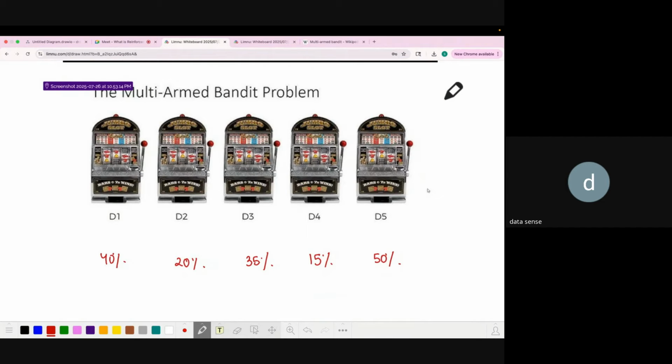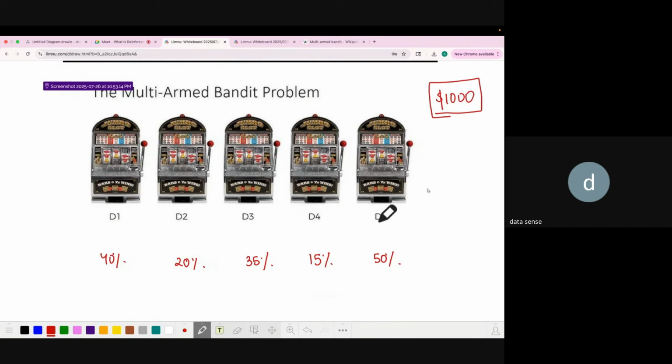Let's say you are going with a budget of $1,000. You want to maximize your return. You want to get the maximum money. Ideally, you will play on which machine? Tell me. You will play on D5, right? Because here you have a 50% chance of winning. So you'll put all your $1,000 on D5 because it has the probability of giving maximum return.